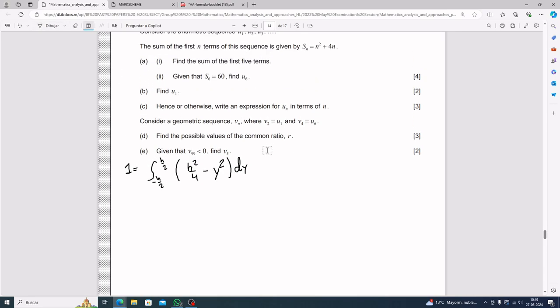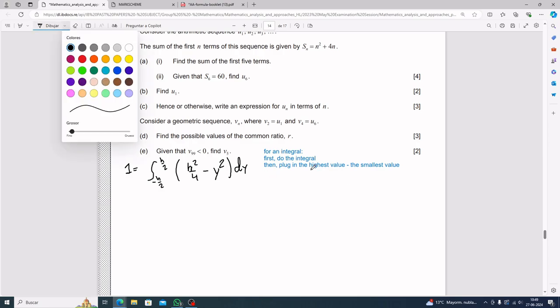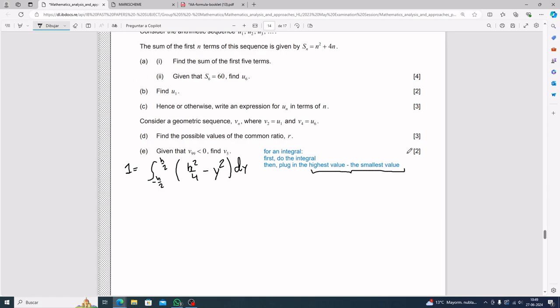Let me write this on the side because the procedure is very important. For an integral, first do the integral, which I know sounds kind of troll, like do the integration process, then plug in the highest value minus the smallest value. Again, this is just a very intuitive description, not the hardcore mathy way. First do the integral, like see what happens with the exponents, etc. Then do the highest value minus the smallest value. This is the part I really need you to understand because it's usually the confusing part. So first do the integral.